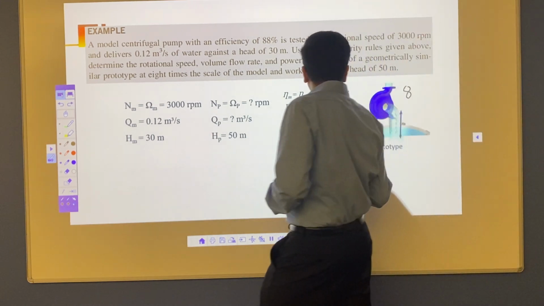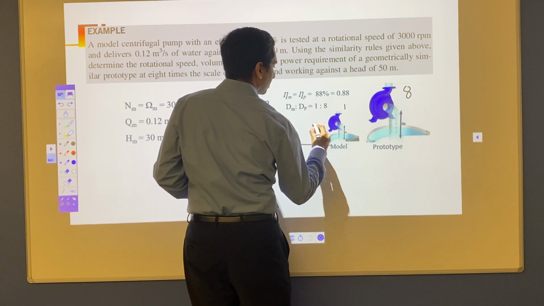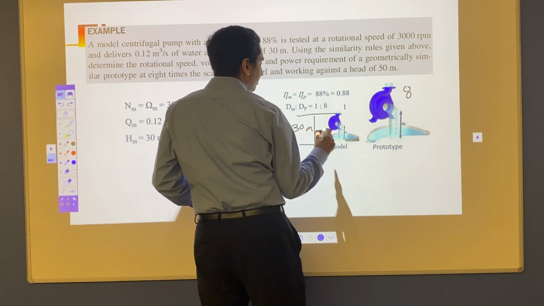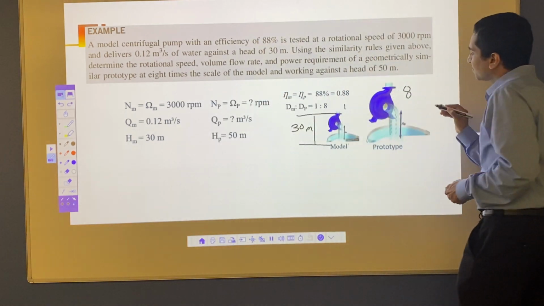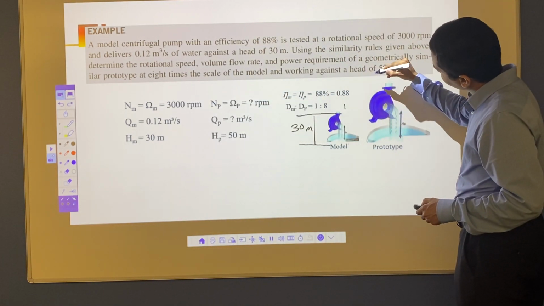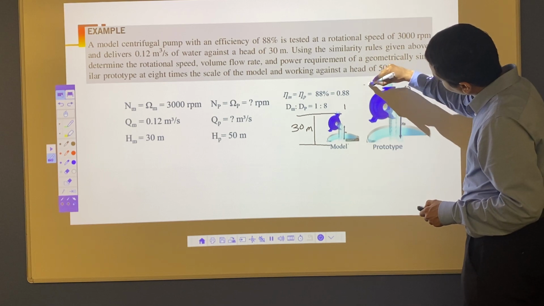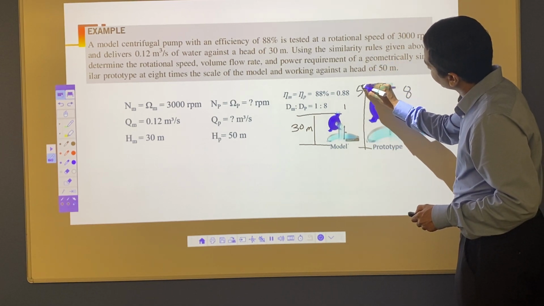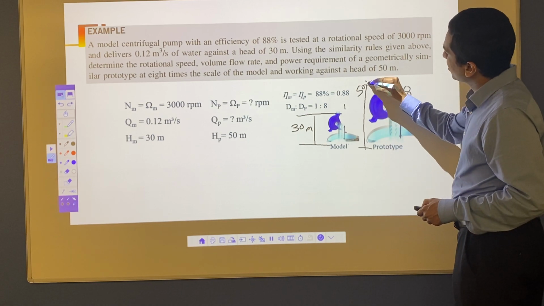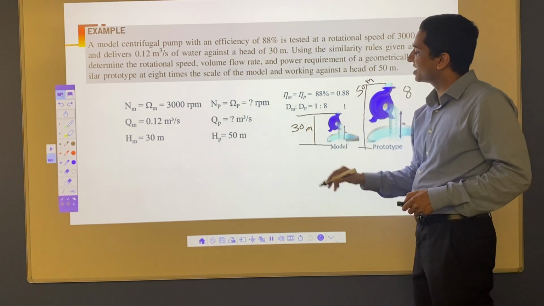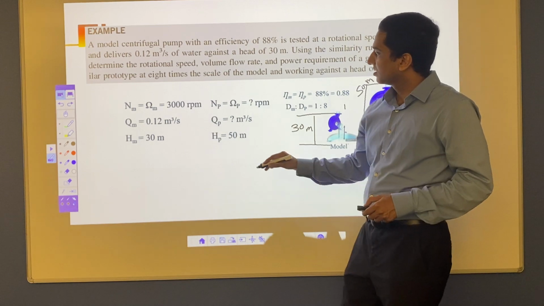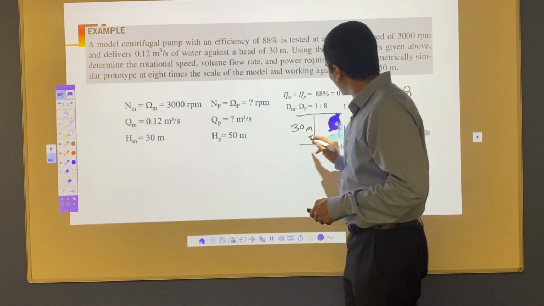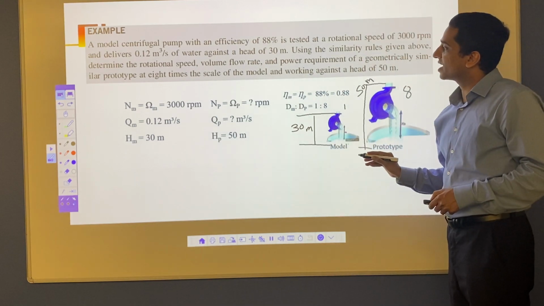So here the height is 30 meters, and then here the height is 50 meters. So that's the height I have here, 50 meters. I have a height of 30 meters here. What I want to do, this one, the smaller one, is rotating at 3000 RPM.